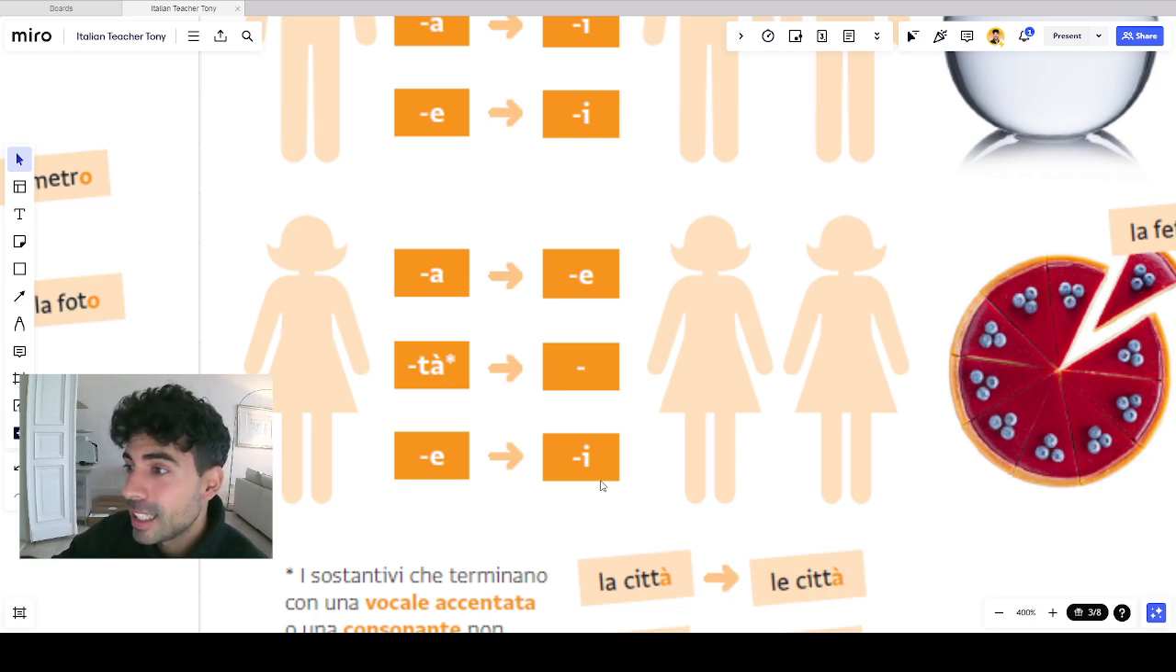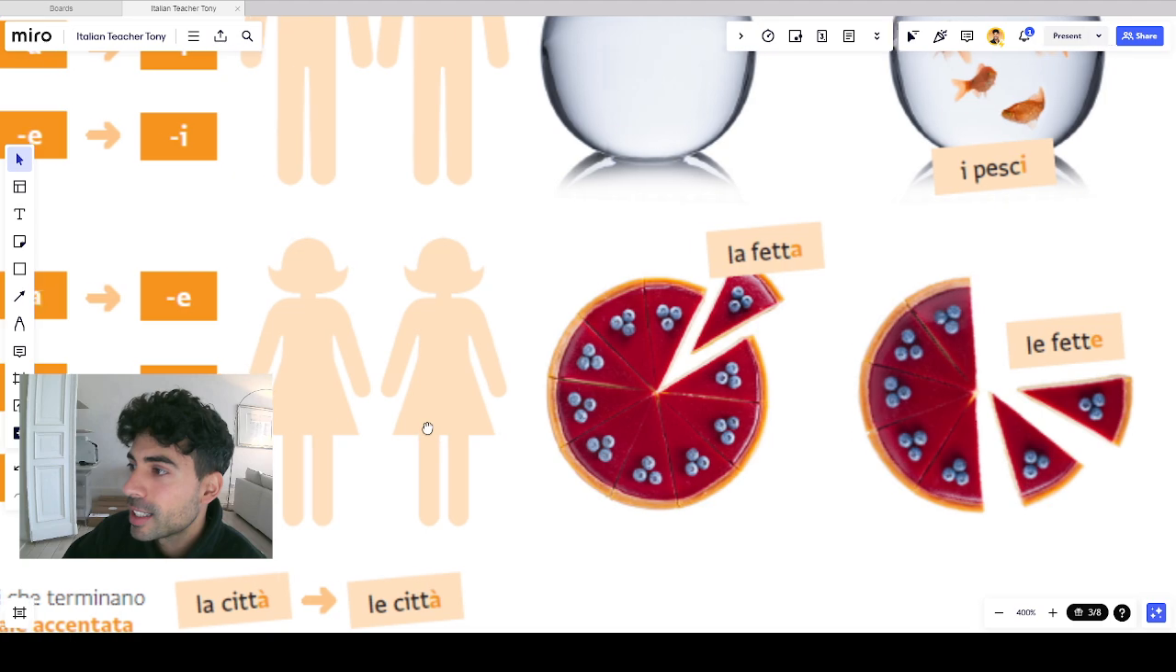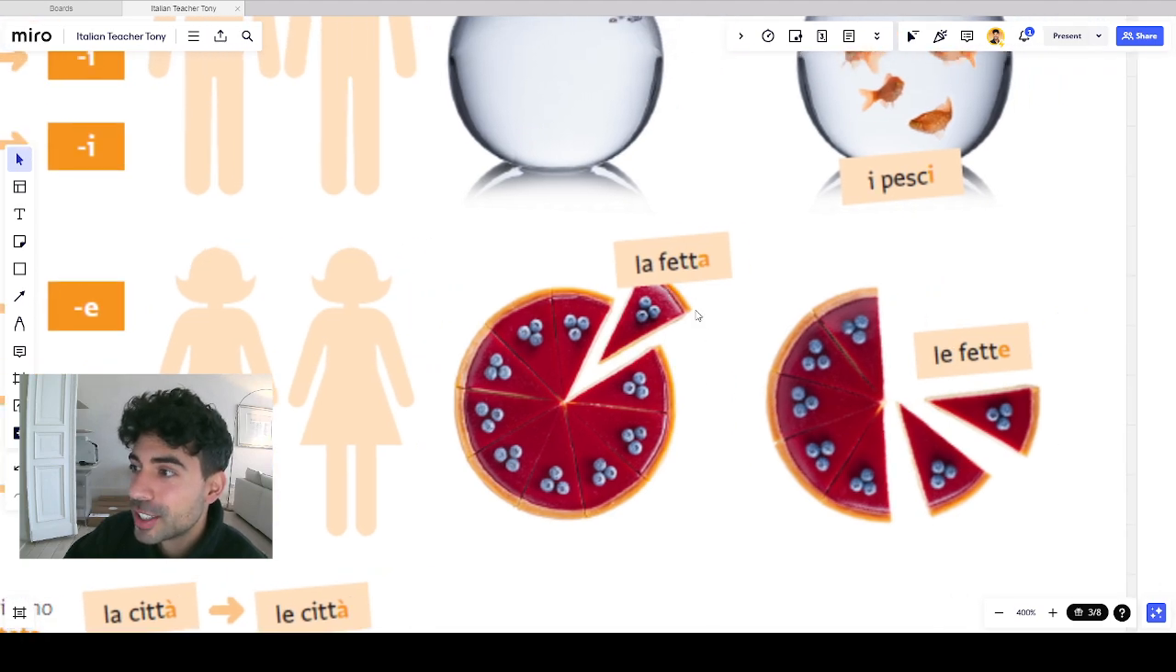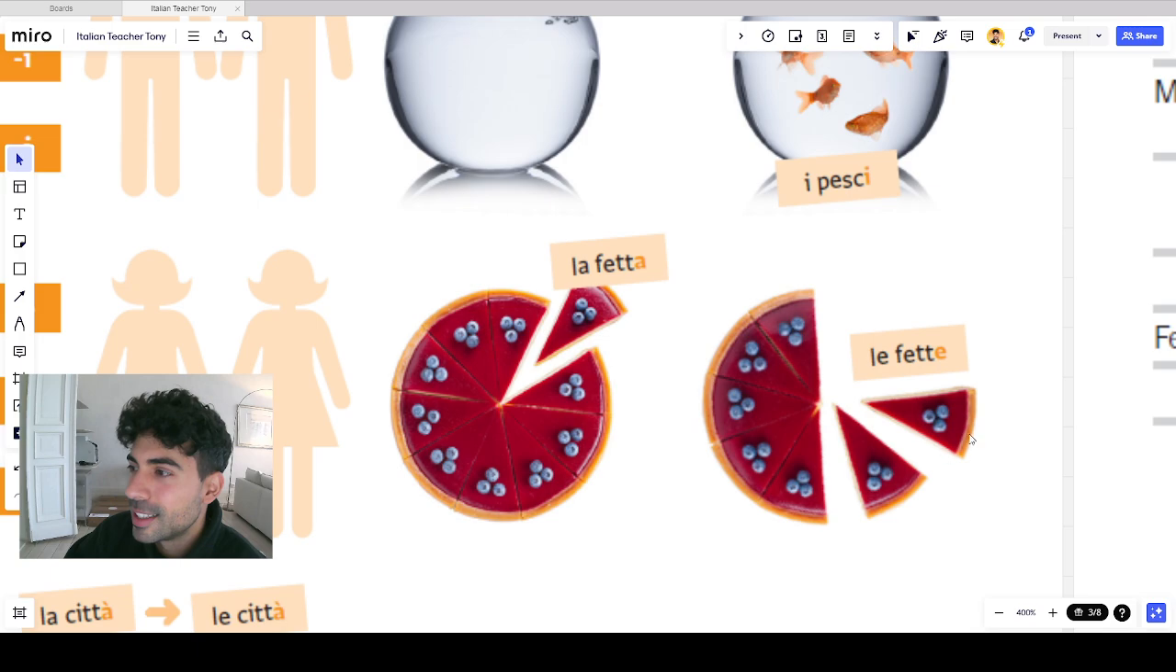Despite ending in e, it could be masculine or feminine, depending on the article: la grande mela, the big apple; il grande uccello, the big bird. So the plural of grande is going to be grandi, and you do not really know if it's masculine or feminine until you really see the article. Here we have an example. La fetta, the slice. Le fette, the slices.